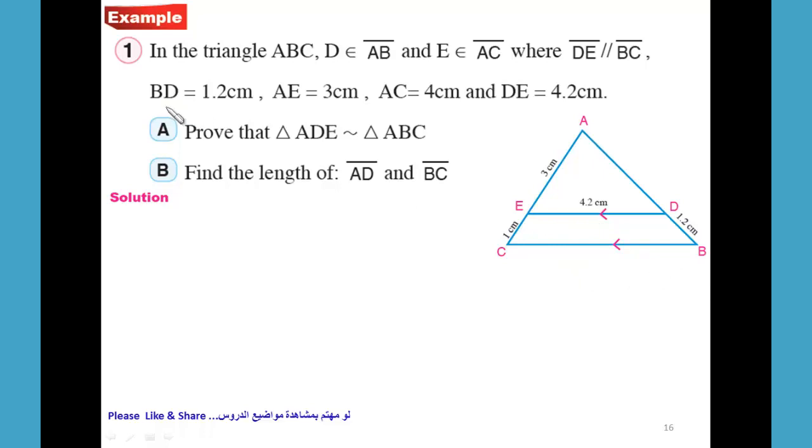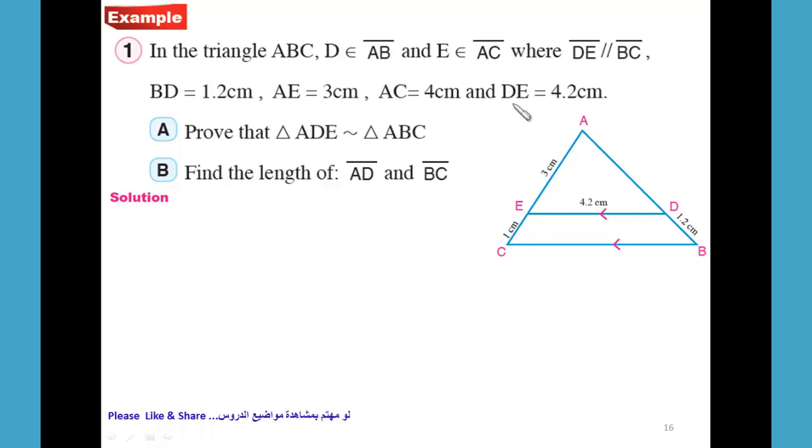The length of BD, where is BD? BD equals 1.2 centimeters, and AE equals 3 centimeters, and AC equals 4 centimeters. Where is AC? AC equals 4 centimeters. But from the given, we have AE equals 3, and 4 minus 3 equals 1 centimeter. We can deduce it.